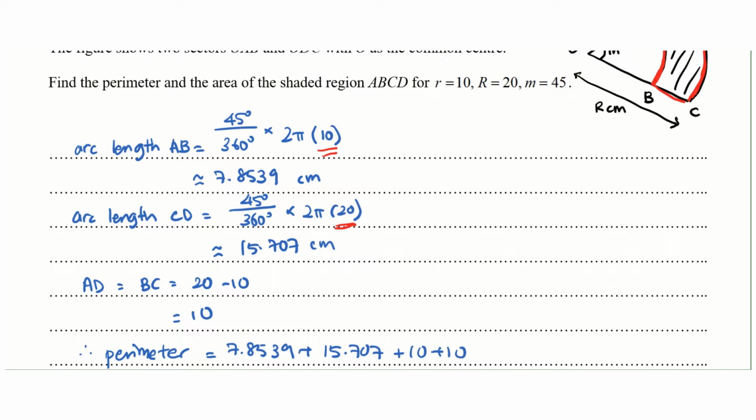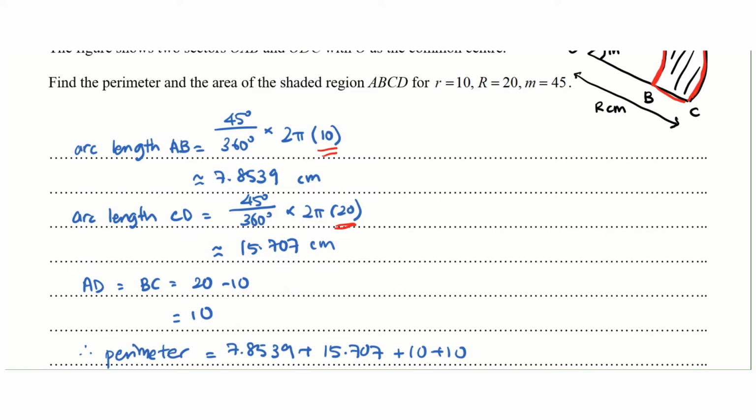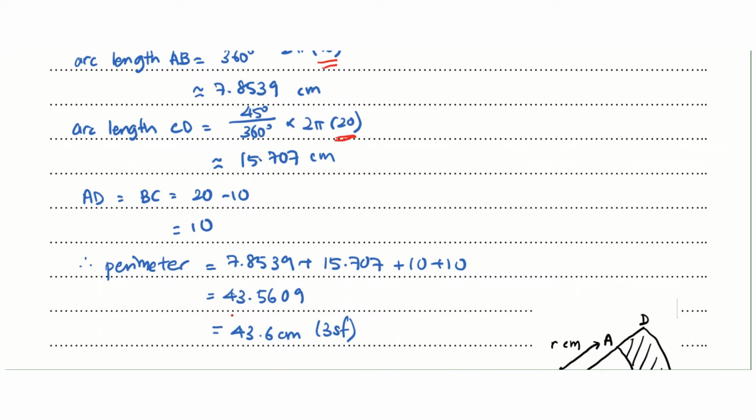After doing so, we will then compute the value for AD and BC, which is going to be the difference of big R minus small r. That's why we take 20 minus 10 and we see that it is equal to 10. Hence, we can conclude that the perimeter would be 43.6 cm.